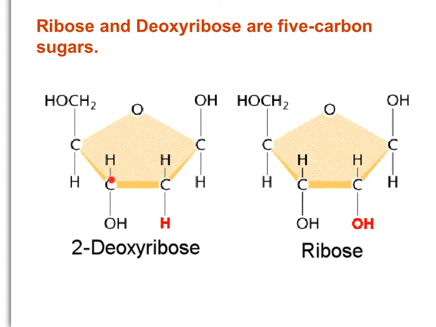Pentose sugars. The difference between ribose and deoxyribose is here. Ribose has an oxygen on the second carbon, while deoxyribose does not. Carbons are counted: 1, 2, 3, 4, 5, 1, 2, 3, 4, 5. Deoxyribose is an important part of the monomer that forms the nucleic acid DNA, and ribose is an important monomer that forms the nucleic acid RNA.